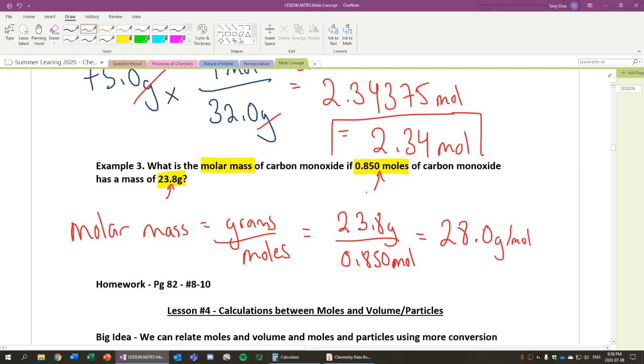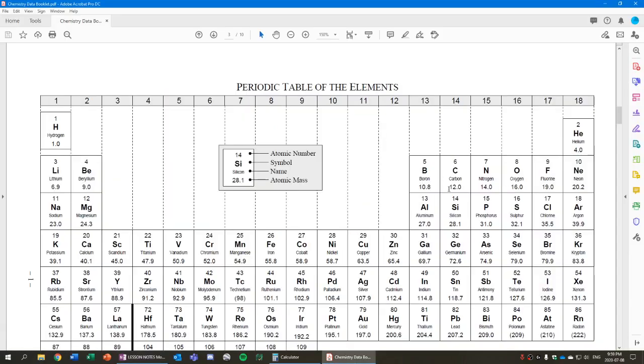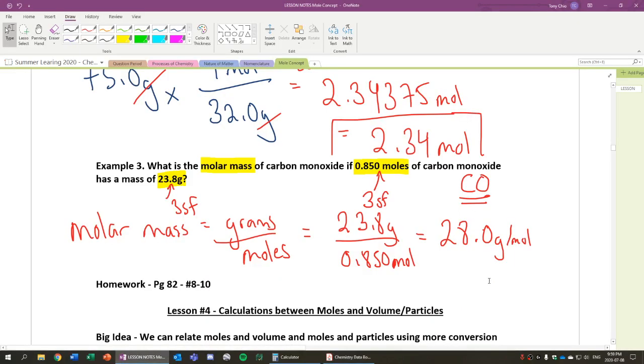Now, why is it 28.0? Because, again, we want to round to the least number of sig figs. In this case, it is 3 sig figs and 2 sig figs, so this is 2 sig figs. And if we look at a periodic table, carbon monoxide is CO. That's the chemical formula, which means it's the molar mass of one carbon and one oxygen. One carbon is 12, one oxygen is 16. We have a molar mass of 28. That's what we have here.